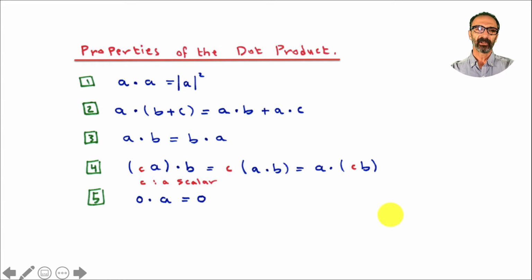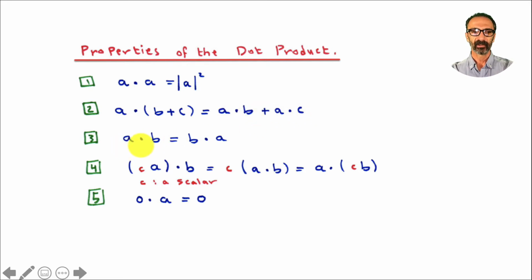Some properties of the dot product. They're all simple to memorize, and it's good to have them or know that they are there when you use and simplify problems or verify things. A dot A, a vector dot itself, will give you the magnitude of A squared. A dot, the sum of B and C, all these are vectors, will be the same as A dot B and A dot C being added.